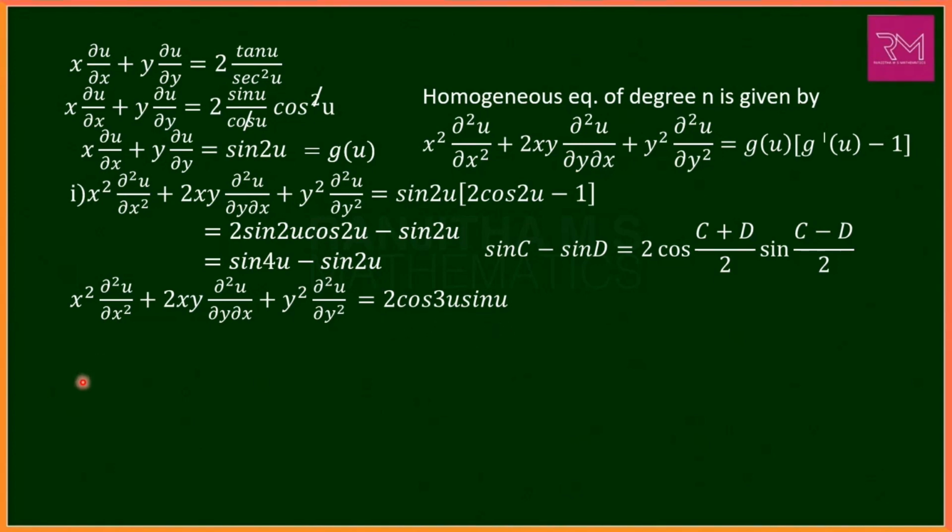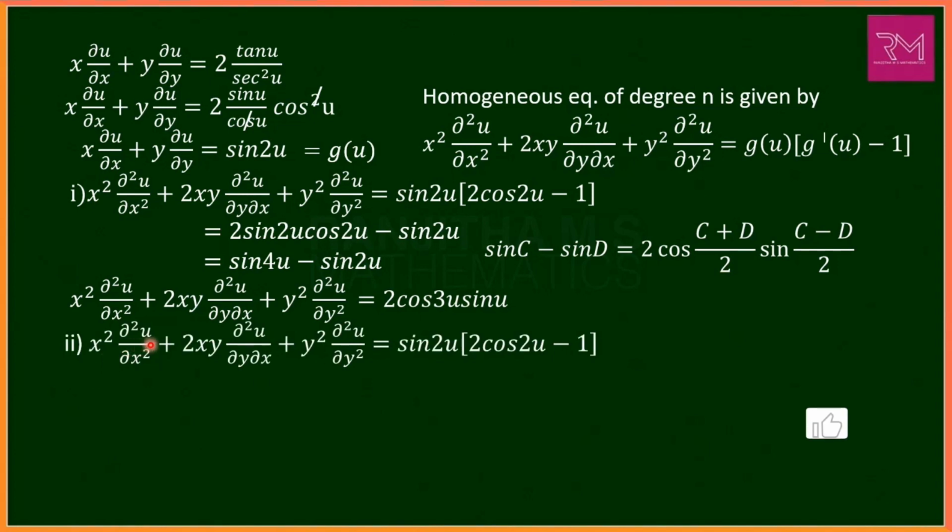In the similar way, we have to prove the second one, that is x square into del square u by del x square plus 2xy into del square u by del y del x plus y square into del square u by del y square, which is equal to, here g of u is sin 2u into g dash of u is 2 cos 2u minus 1. Now we know from the trigonometric formula, cos 2x in terms of sin, we can write as 1 minus 2 sin square x. That is cos 2x is equal to 1 minus 2 sin square x. Here in the place of x we have u.